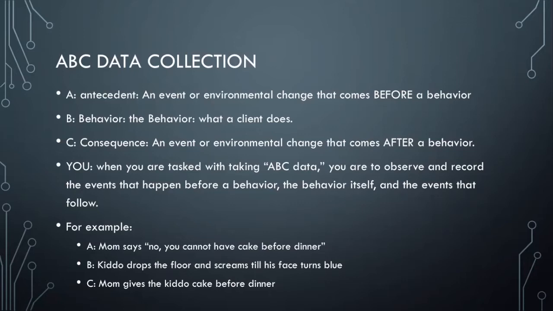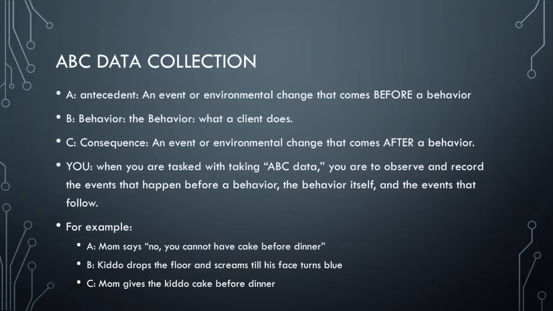So we have our behavior, which is just what the client does, and then our consequence, which again is another stimulus. So this is an event or an environmental change that comes after the behavior. So antecedent is a stimulus that comes before, and consequence is a stimulus that comes after. Okay, so for your job in regards to ABC data collection, if you are asked to collect this kind of data or complete this form of assessment, you're just going to observe. Sit back and observe, and you're just going to be writing down the events. What is happening in the session? What are you seeing? What environmental changes are occurring?